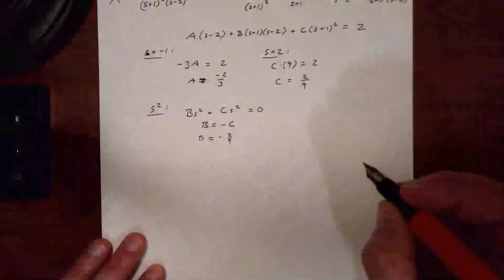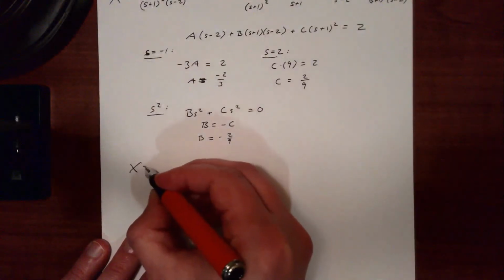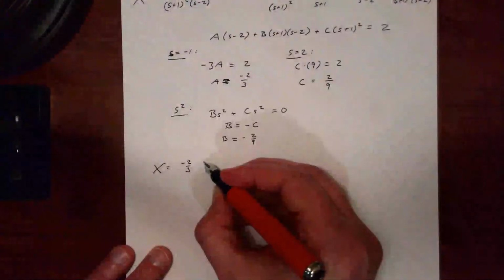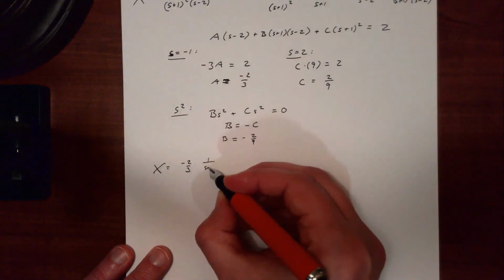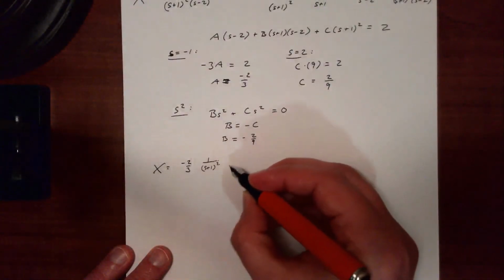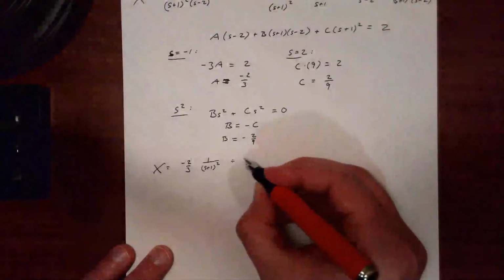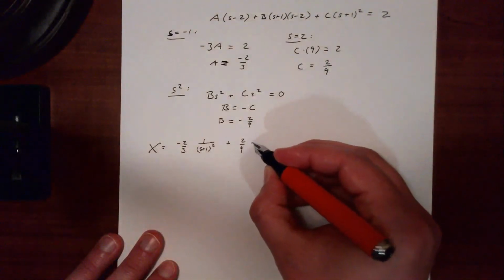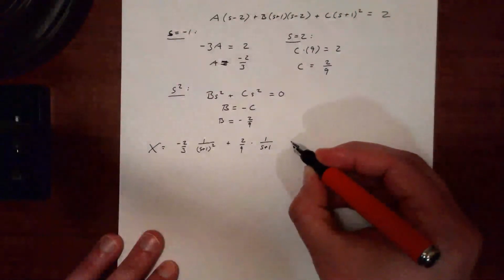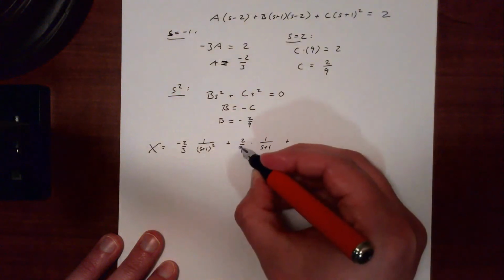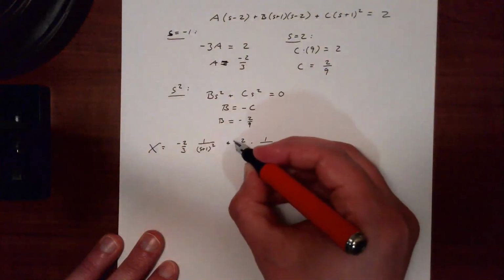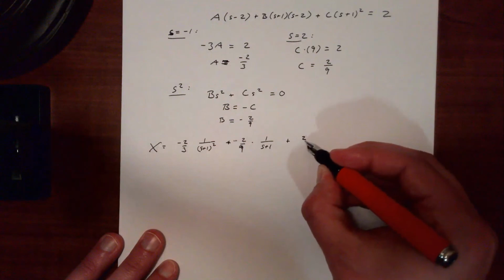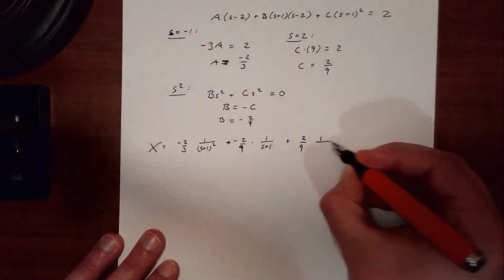So that gives us our X is equal to -2/3 times 1 over s plus 1 squared, plus, oops, sorry, this one was -2/9 times 1 over s plus 1. And then this one is plus 2/9 times 1 over s minus 2.